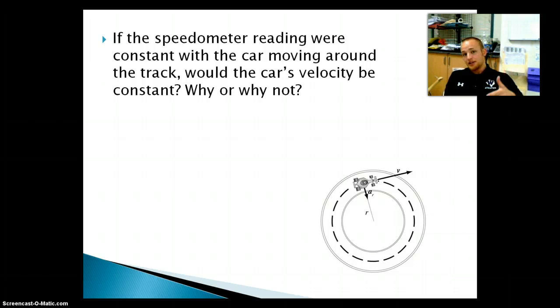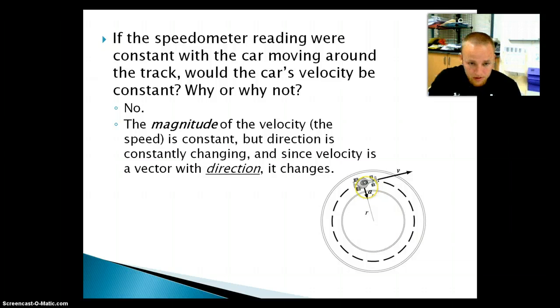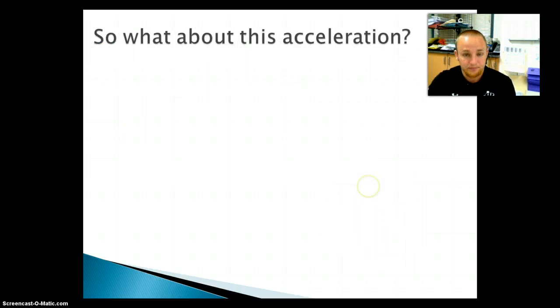But is my velocity changing for some other reason? Yes, because my direction is changing. Anytime I turn, I'm accelerating. I'm changing my velocity. So the magnitude of our velocity is constant, but the direction is constantly changing. Since velocity has direction, it changes. Our velocity is never the same. We're accelerating here. So what does that mean about this acceleration?